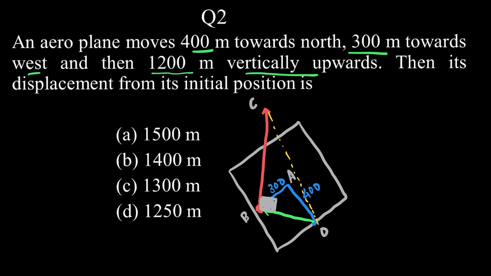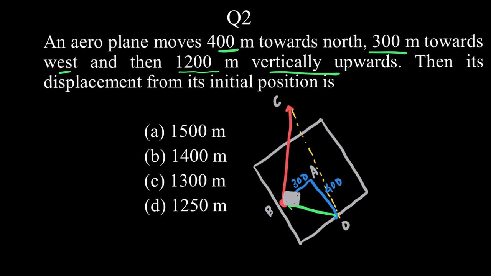Now, what is the measurement of OB? OB will be equal to root of 300 square plus 400 square. Now, how much is BC? BC is given as 1200 meters gone upwards. So OB, we just find it out. OB is root of 300 square plus 400 square.